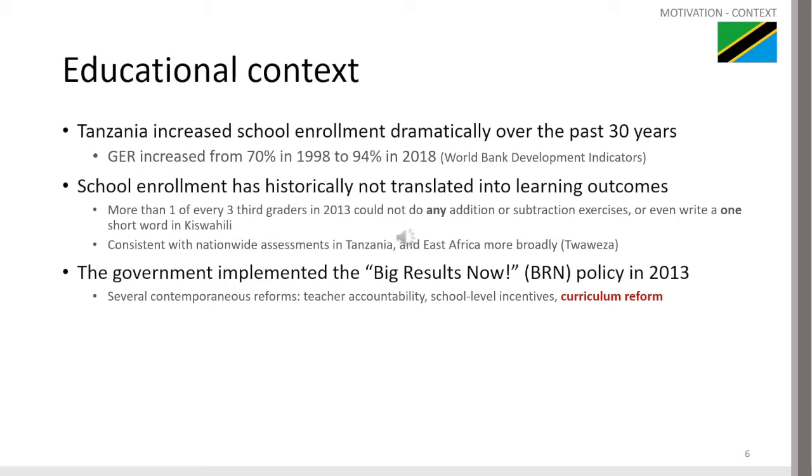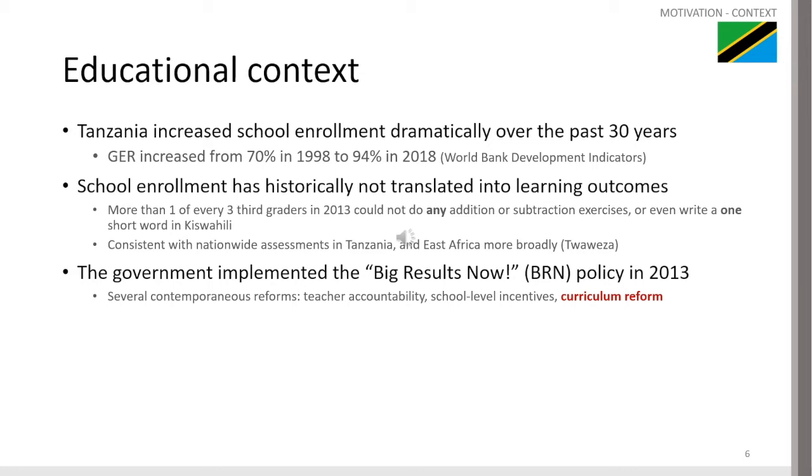So just for some context, in Tanzania, we've seen a pretty dramatic increase in enrollment over the past 30 years. The enrollment has unfortunately not translated into better learning outcomes. From a number of different assessments, from Twaweza, the WESO data, we're seeing that, for example, 1 out of every 3 third graders couldn't do any addition or subtraction exercises, or even write a short word in Kiswahili. Right? So not much learning was going on.